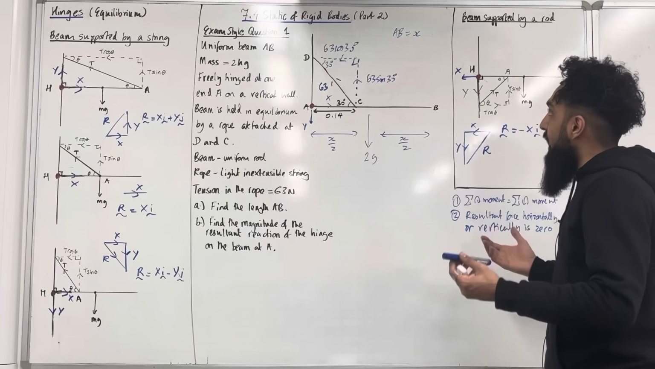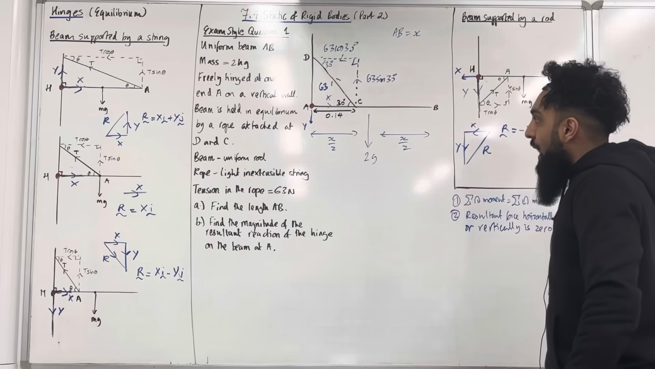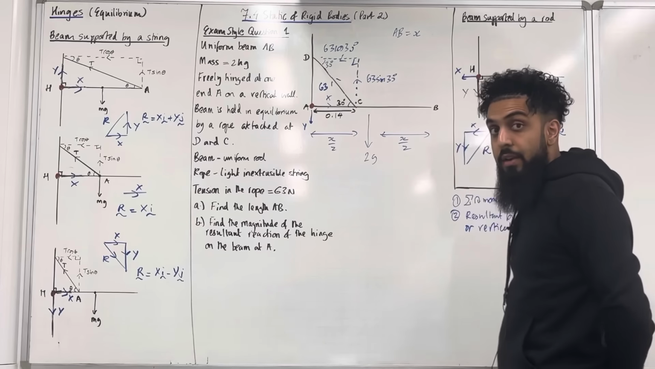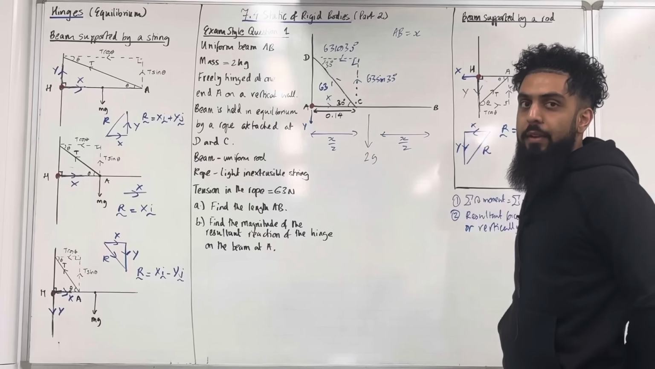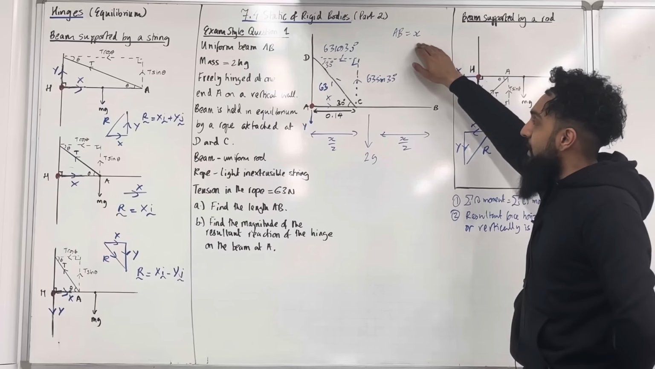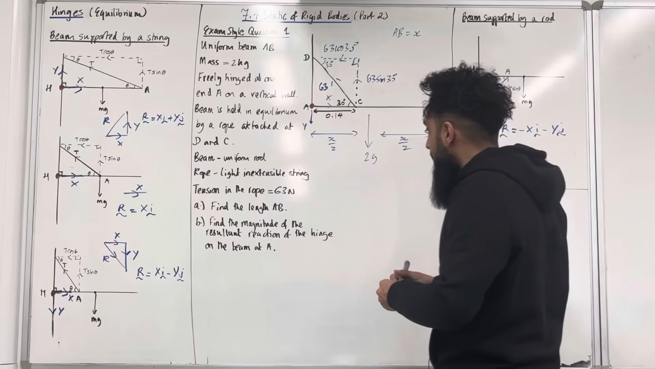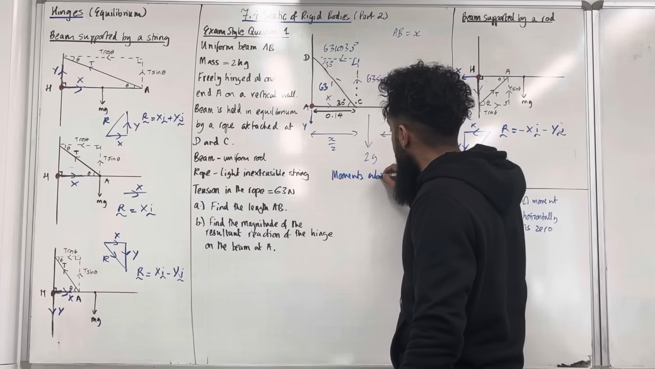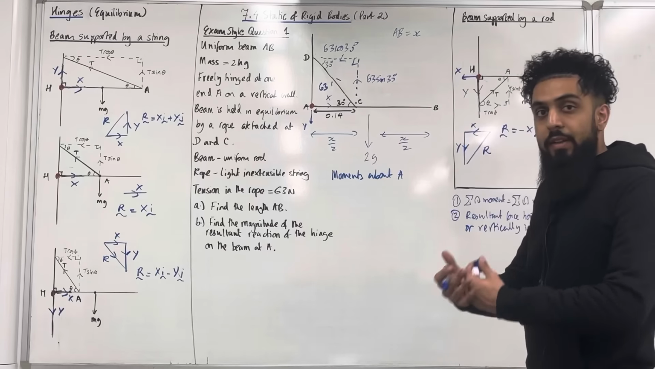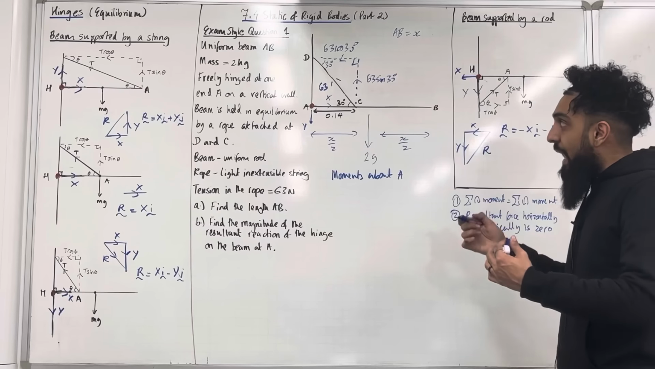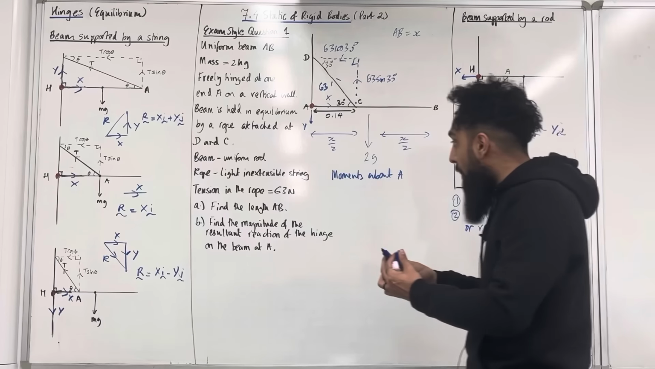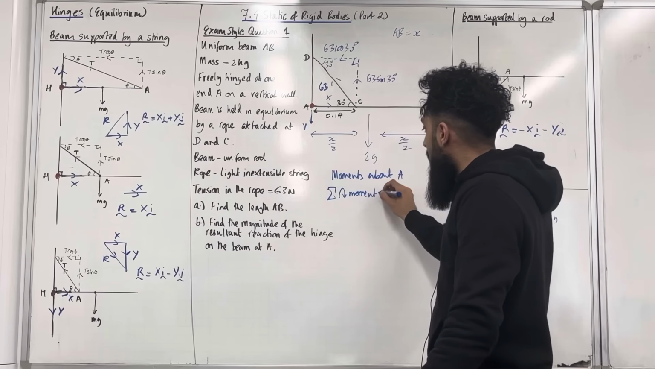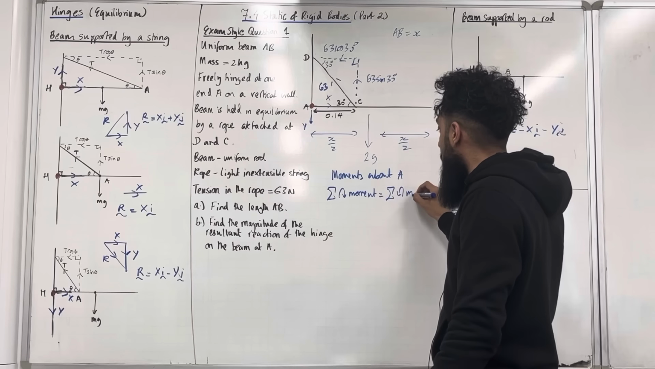the value of X. Right, now what I want to do, ladies and gents, is eliminate this capital X and this capital Y. They're unknowns. So I can take moments about A in order to work out the lowercase x, the distance AB. So for part A, I'm going to take moments about A. What does that mean then? Well, we know that the uniform beam is in equilibrium, so sum of clockwise moment is equal to the sum of anti-clockwise moment.